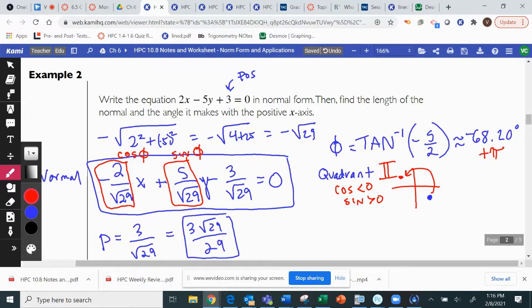No, that didn't work. Plus 180. That's why it didn't work. Good try, though. Plus 180. Now, if we were in radians, then we would add plus pi.